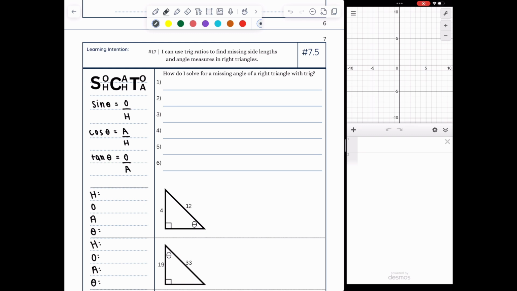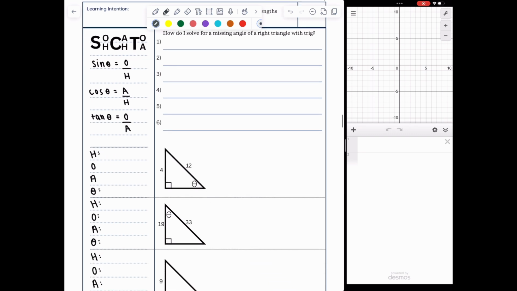This is section 7.5 and today we're going to solve for the missing angle of a right triangle using trig, just like we used trig to solve for the missing side of a right triangle. You'll notice that a lot of these steps are going to be exactly the same and we're using the same formulas. So let's start out in a familiar place with labeling.